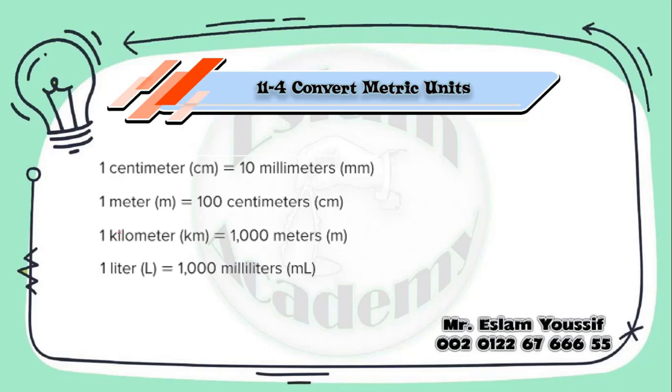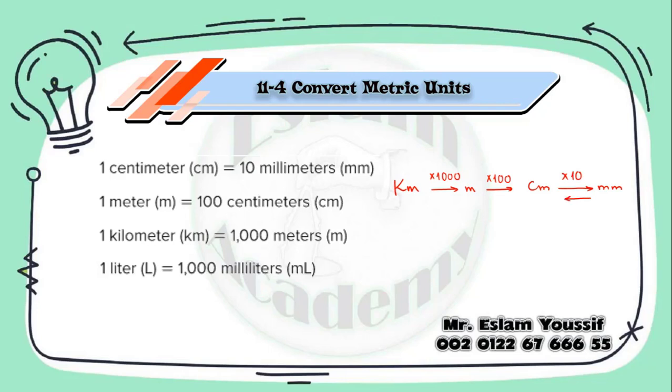Now I will arrange the units from the greatest to the smallest. The greatest unit that we have is kilometer. After that we have meter. The next one will be centimeter. After that will be millimeter. So if you need to convert from kilometer to meter, you just need to multiply it by 1000. And from meter to centimeter, just multiply by 100. From centimeter to millimeter, just multiply it by 10.